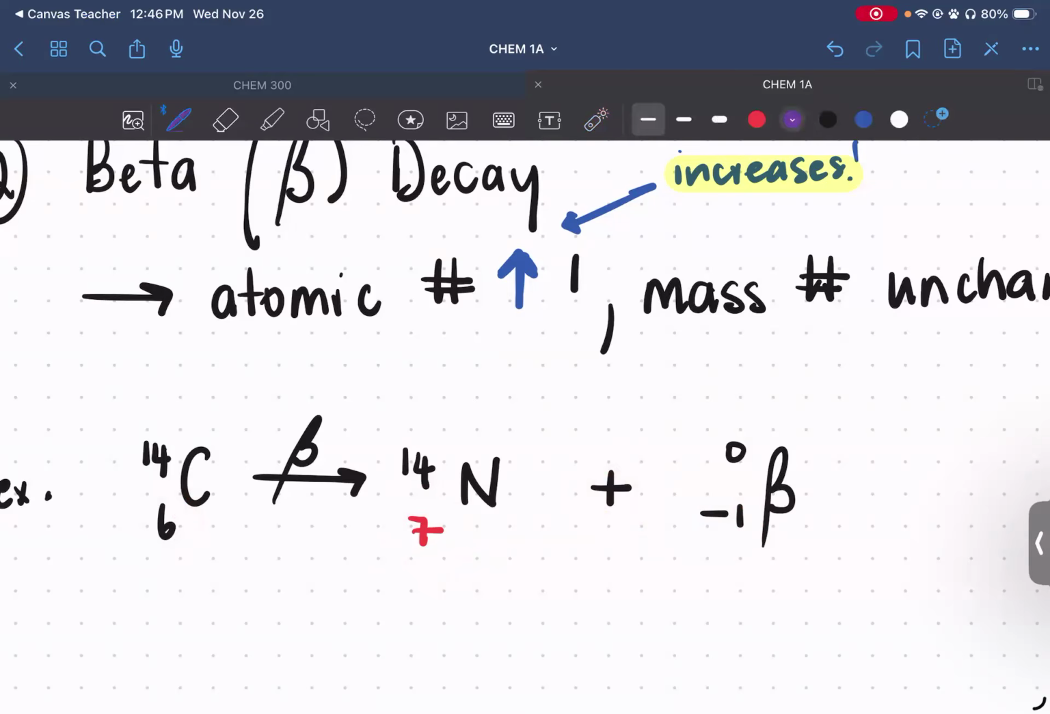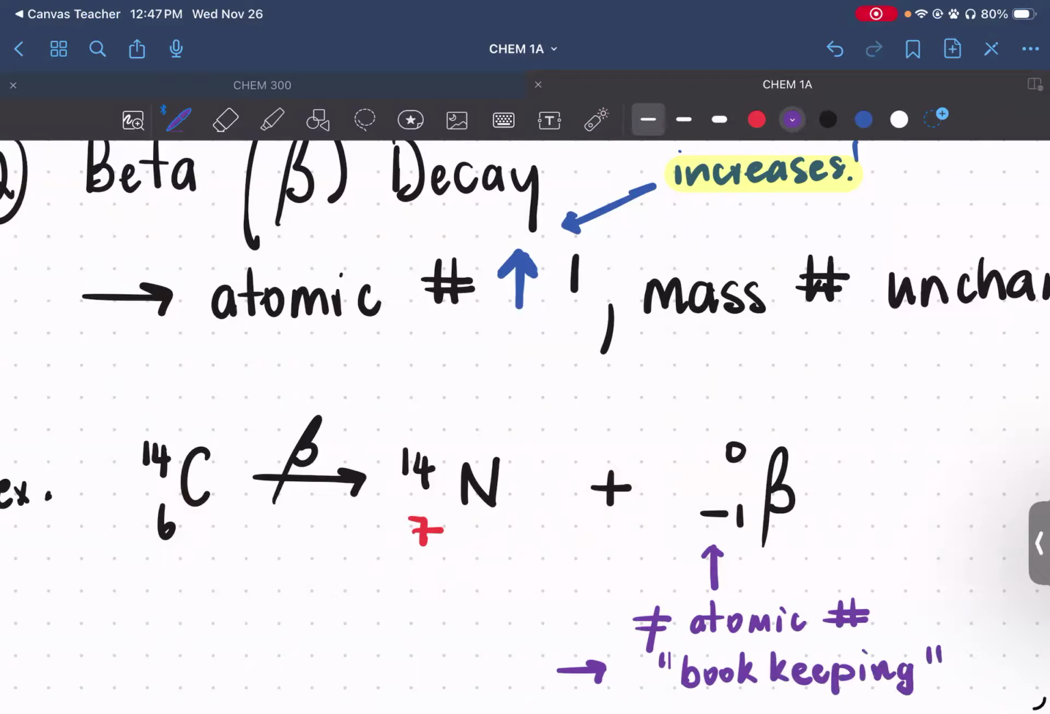So in the case of the beta particle, this -1 does not necessarily mean atomic number, but is rather used as a bookkeeping method. Because there can be no atom with a -1 atomic number.